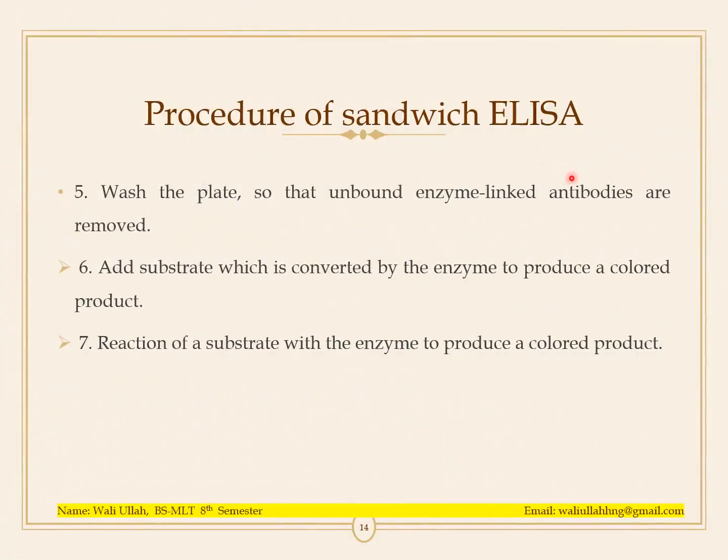Wash the plate so that unbound enzyme-linked antibodies are removed. In the fifth step, add substrate, which is converted by the enzyme to produce a colored product. In the seventh step, reaction of the substrate with the enzyme to produce a colored product.